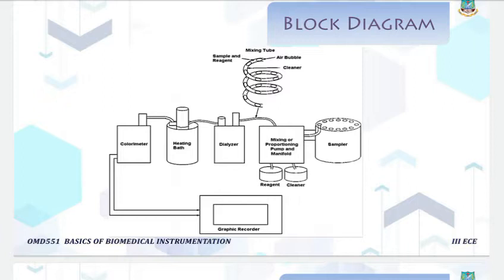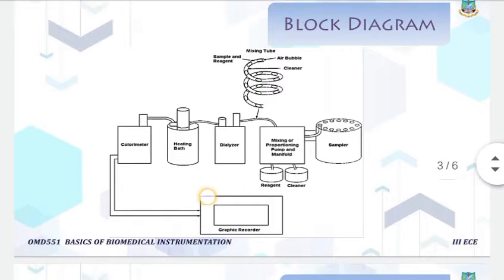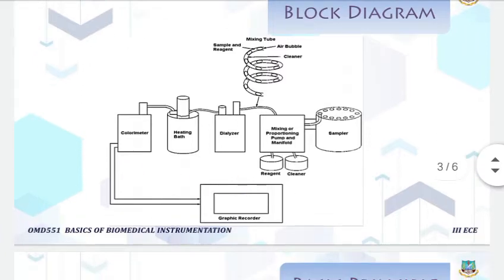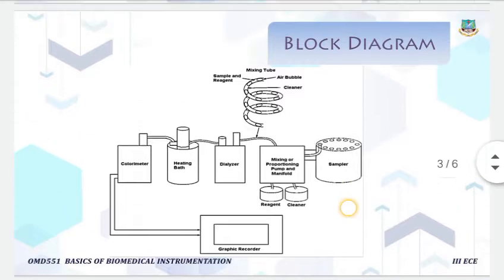Then it is passed on to the colorimeter. This colorimeter is used to measure or monitor the change in the optical density of the fluid which flows through the tubular flow cell. The color intensity is proportional to the substance concentration and is converted into the corresponding electrical voltage. Then it passes on to the graphical recorder, which is used to convert the electrical signal into the graphical display.